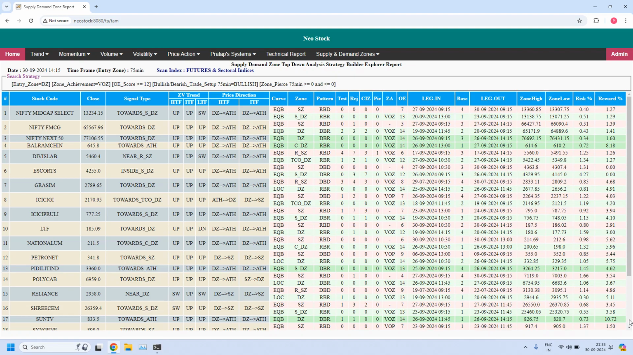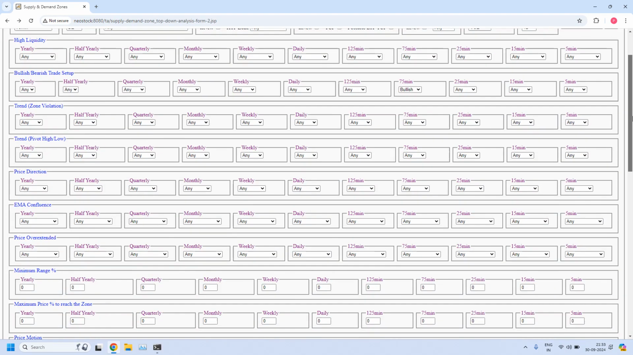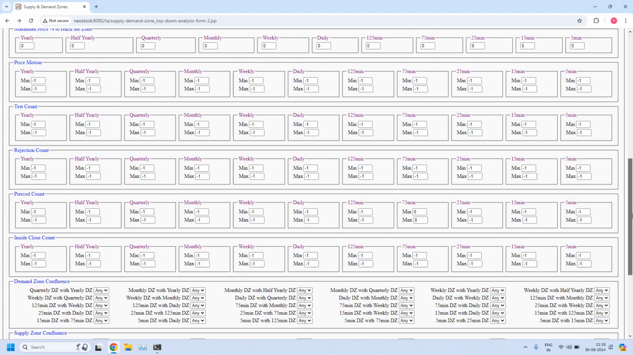And let me scroll the list down. So total 22 stocks are filtered. These 22 stocks are supporting bullish trade setup for weekly income trade. That is entry time frame 75 minutes. Okay, to find the high probability setup stocks, let's verify any of these stocks are having ITF confluence. ITF demand zone confluence. That means 75 minutes demand zone should be part of the daily demand zone.